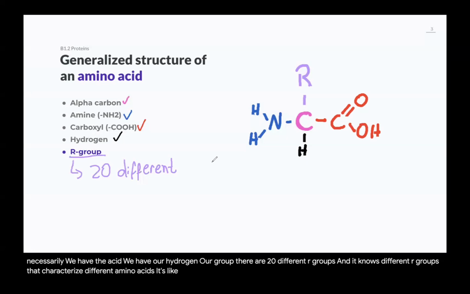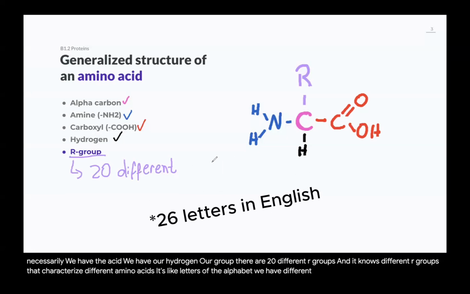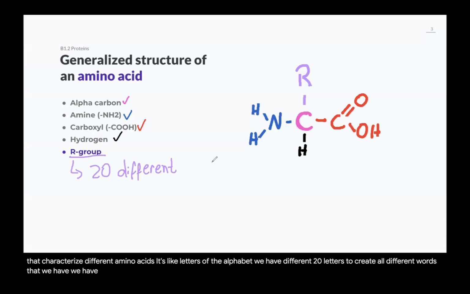It's like letters of the alphabet. We have 20 different letters to create all the different words that we have. We have 20 different amino acids that can be combined in many ways to create all the different proteins that we have, with all the different functions that they have.